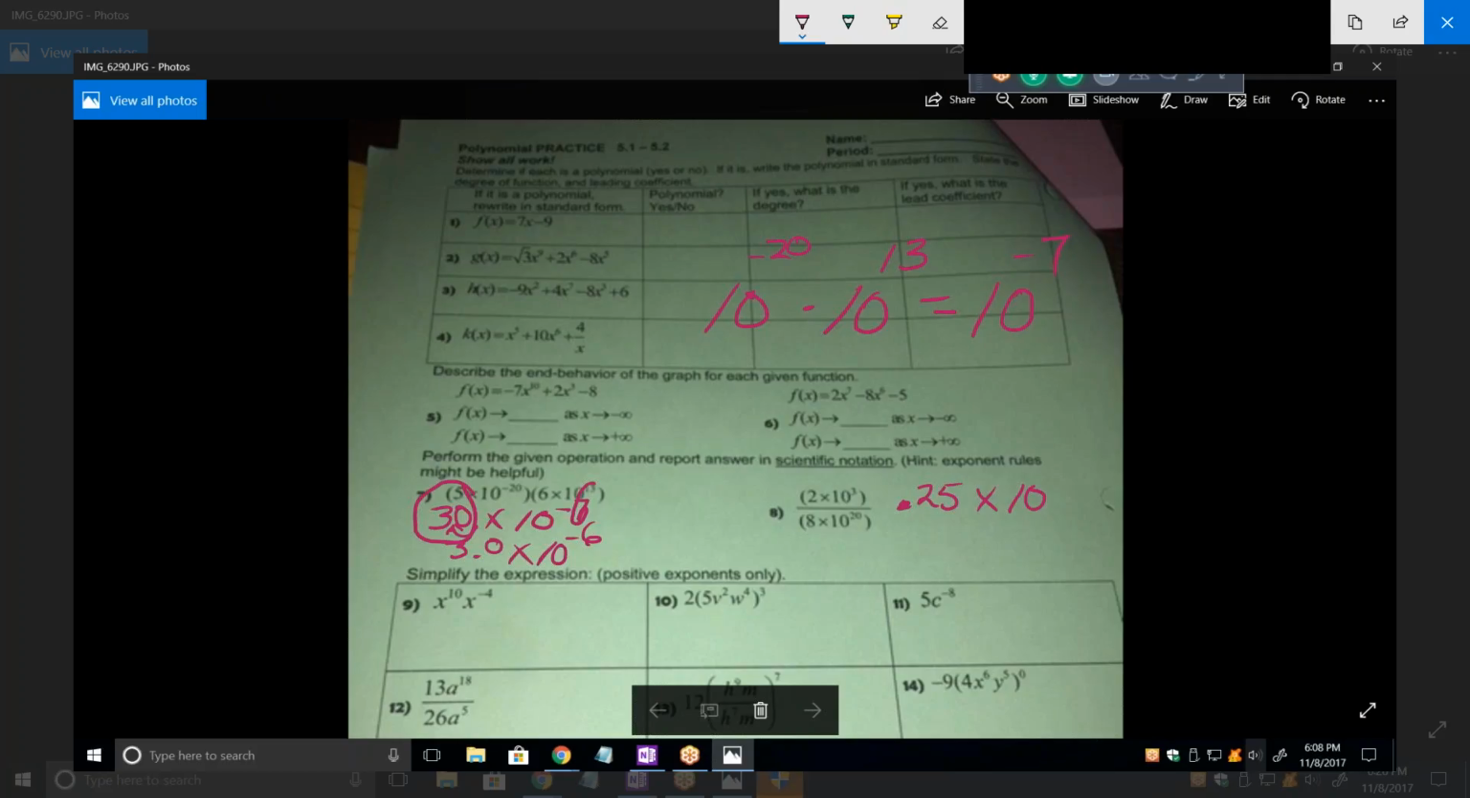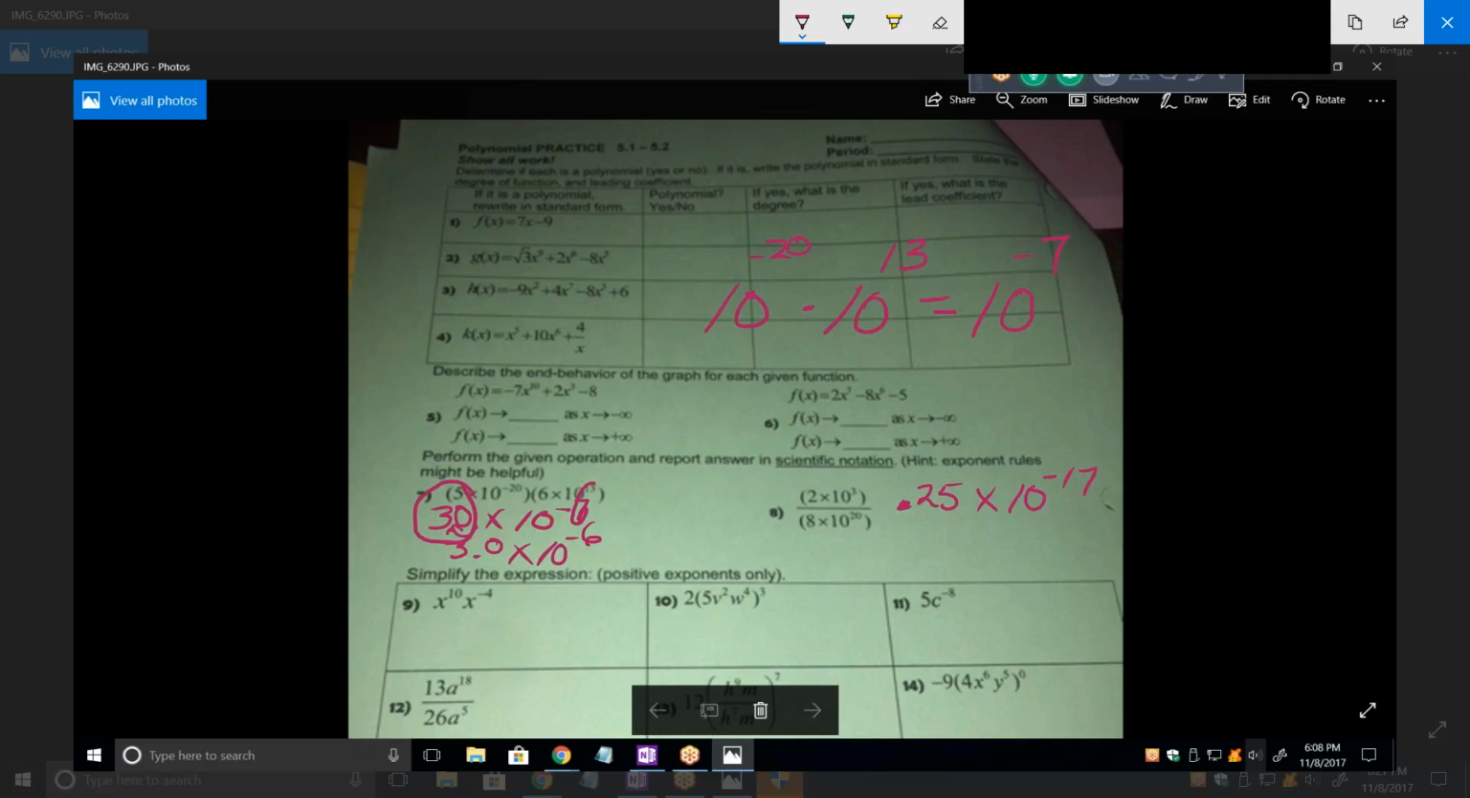Now, what's the exponent? 3 and 20. What do you do when you divide the bases? Subtract them. So what's my exponent? 3 minus 20 is negative 17.